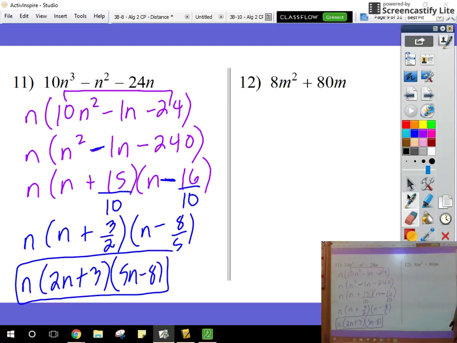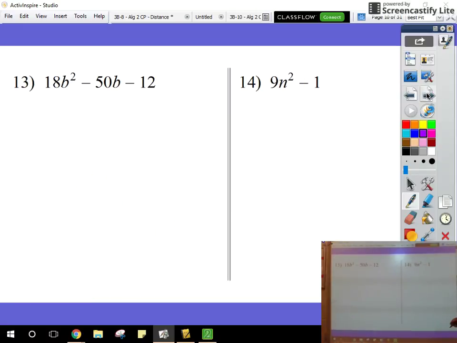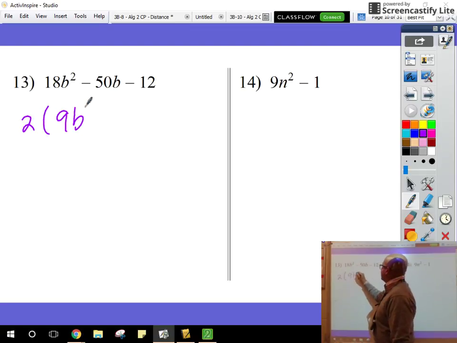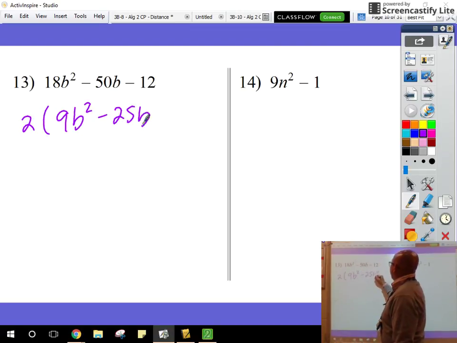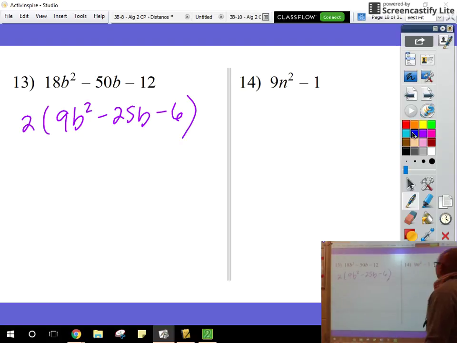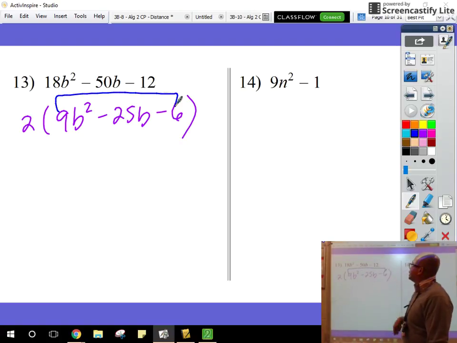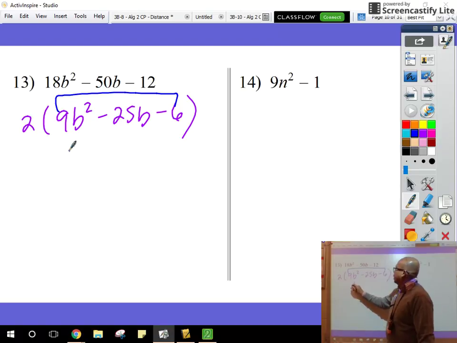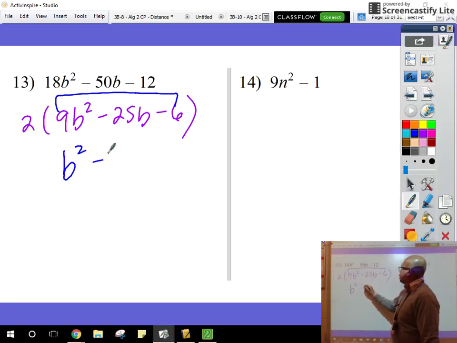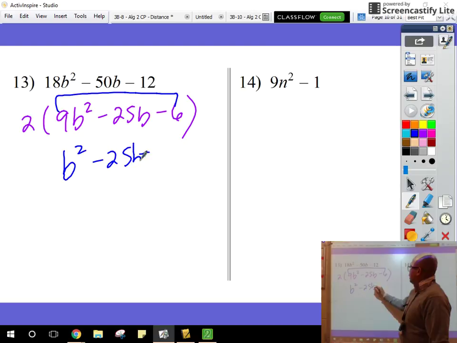And for this one here, what's common to them is 8m. So that will leave you m plus 10. That's all. Here, common to them is 3, since 18, 15, and 12 are divisible by 3. So I have 9b squared minus 25b minus 6. And then you can multiply the 9 and the 6, which will give you b squared minus 25b minus 54. 9 times 6 is 54.